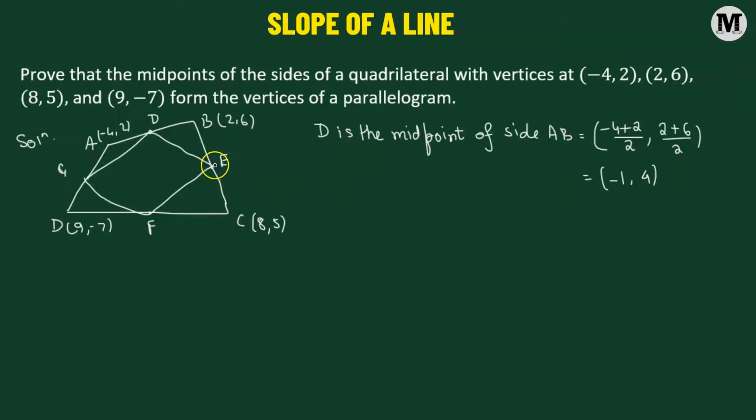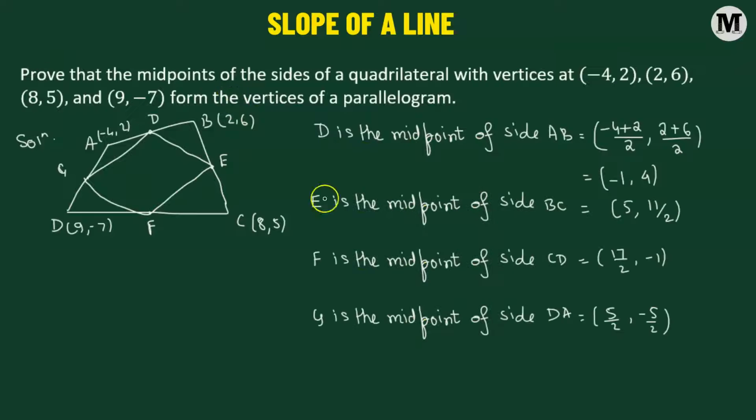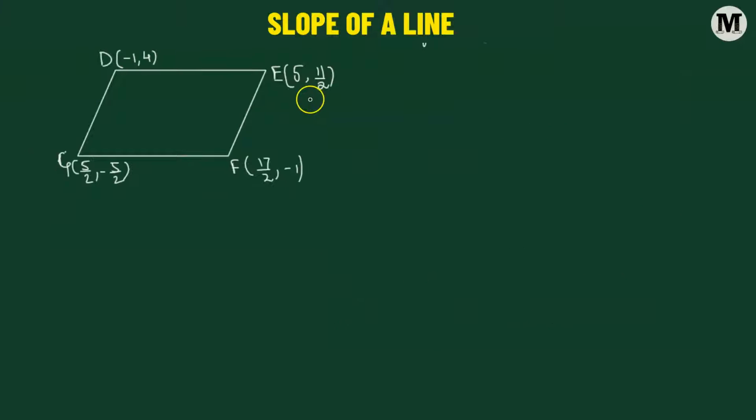Similarly, we can find the coordinates of points E, F, and G using the same method. Coordinates of E are going to be 5, 11 over 2. Coordinates of F are going to be 17 over 2, -1. And coordinates of point G are going to be 5 over 2, -5 over 2. So let's redraw the quadrilateral DEFG with the new coordinates. We will show that two of the sides are parallel as well as equal.